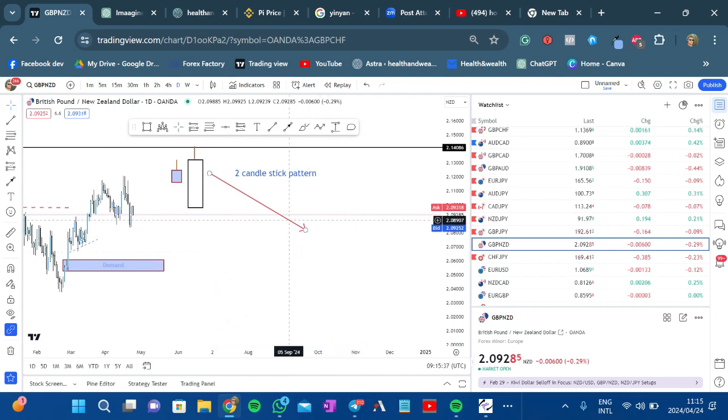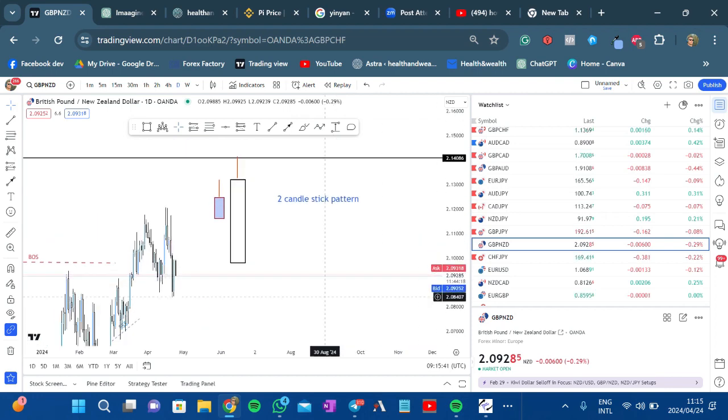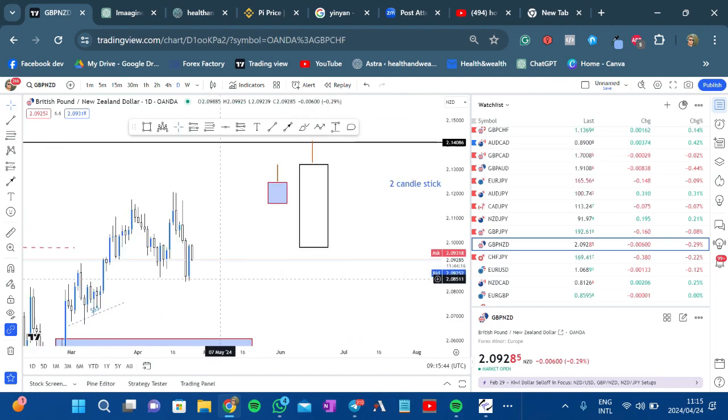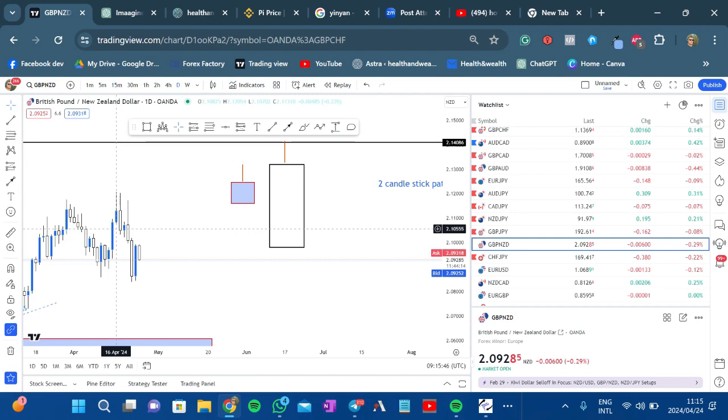Okay, so once we have done all of these little small things on the higher time frame, now what we want to do is just make sure that we can see, oh okay, I can see, can you see this, guys? Look, big candle, small candle. So just a two-stick candlestick pattern. That's a good opportunity for us to sell the market.